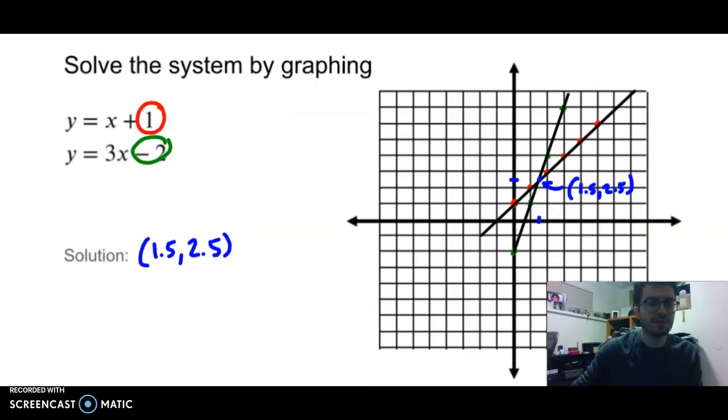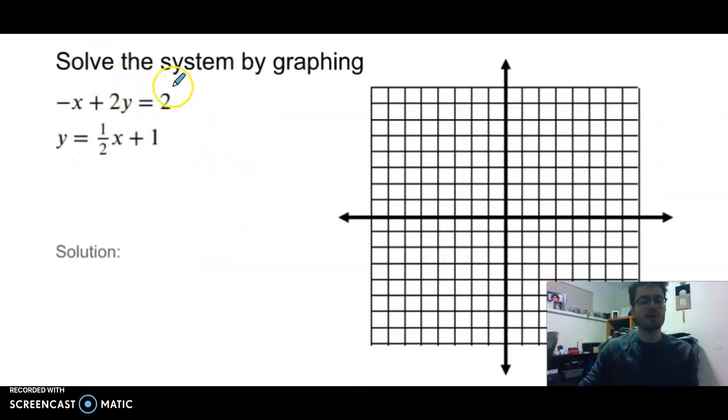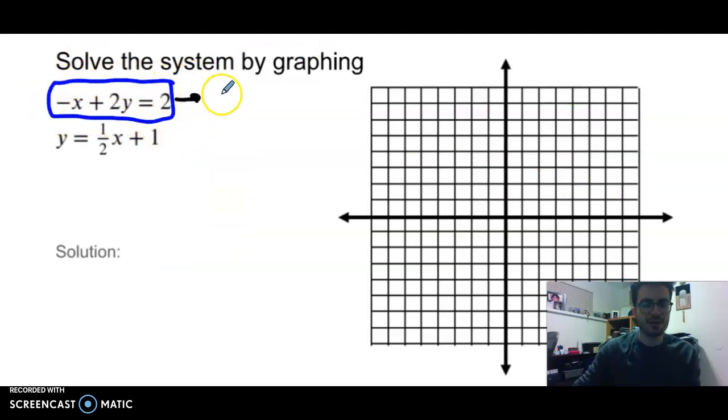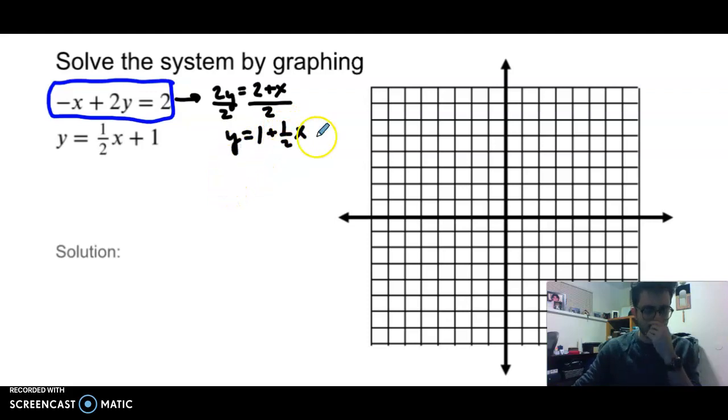Let's see another example. So this one, I want to take this and write it in slope-intercept form. We know how to do that. This is 2y is equal to 2 plus x. And if I divide by 2, I get y is equal to 1 plus 1/2 x. So if I graph this line, I have a y-intercept at 1, and then I go up 1 to the right 2, up 1 to the right 2, up 1 to the right 2.